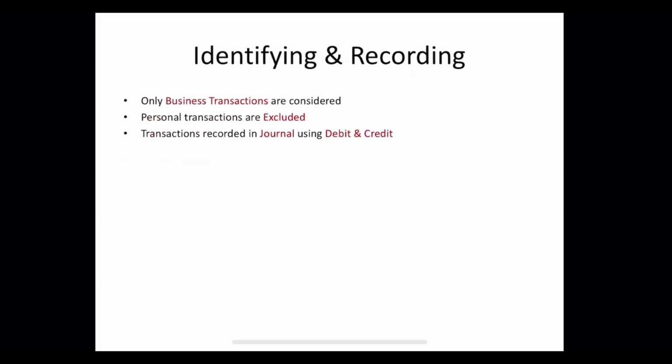Now, how do you identify and record the transactions? First, you have to identify and later decide whether the transaction should be recorded in the books. And please make note, only business transactions are allowed to be recorded in the accounts. Recording means writing the transaction in the journal in chronological order. Each transaction has a debit and a credit aspect. Business transactions are recorded, personal transactions are excluded, and recording provides permanent and legal evidence.